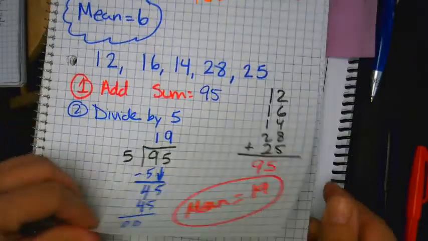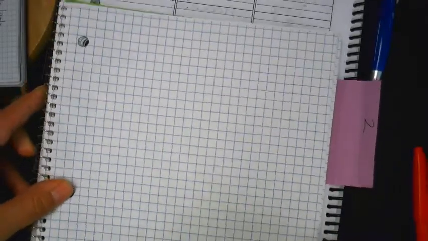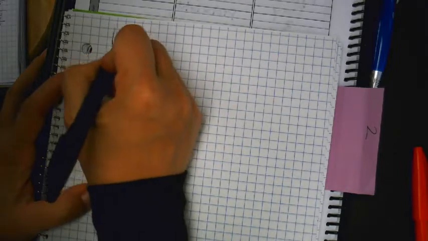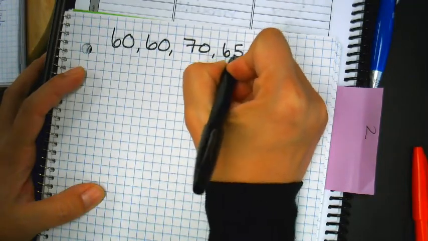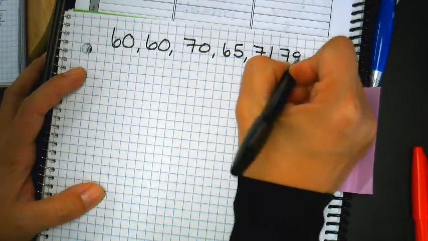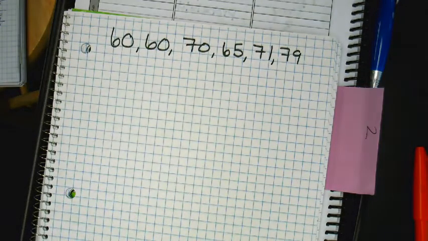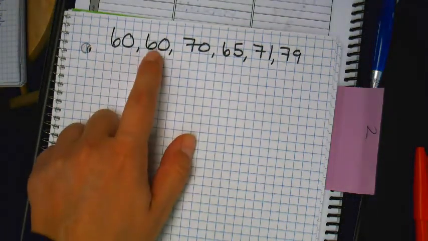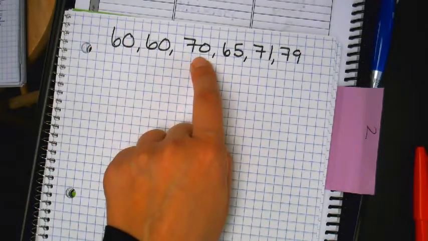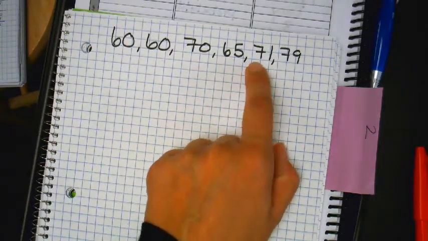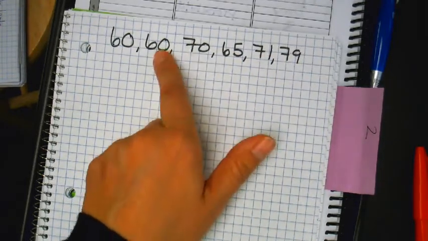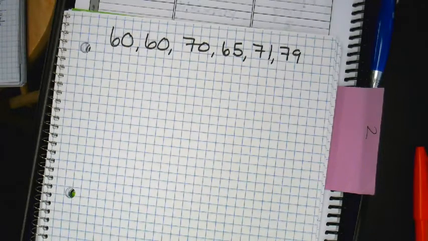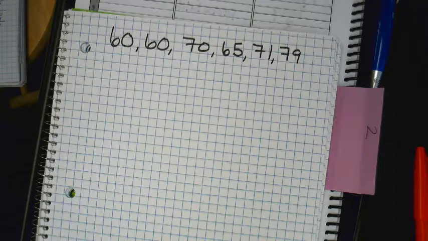All right. Okay, let's try this one. 60, 60, 70, 65, 71, 79. And the hardest part is adding them correctly. So again, 60, 60, 70, 65, 71, 79. You should have 1, 2, 3, 4, 5, 6 numbers. Careful when you add.